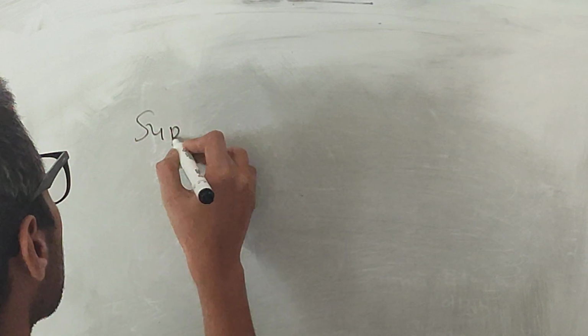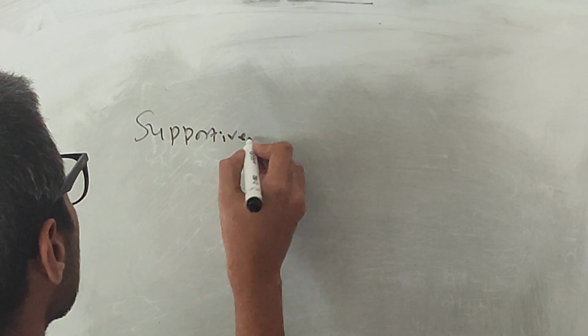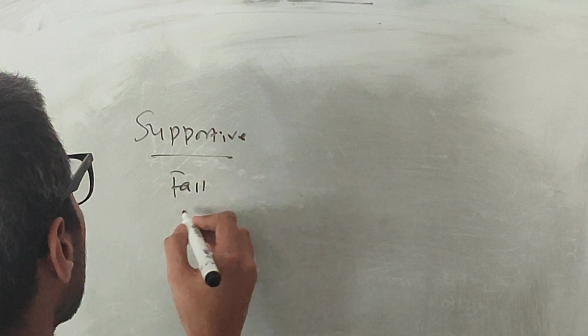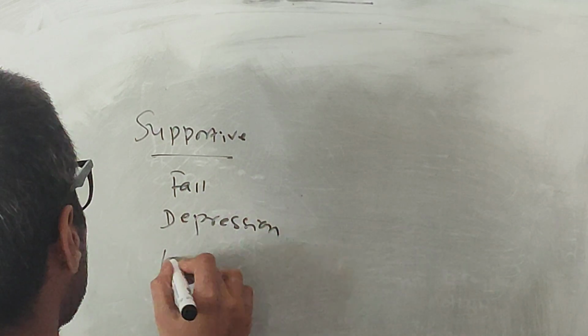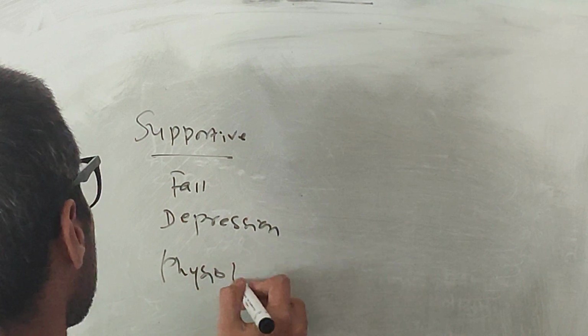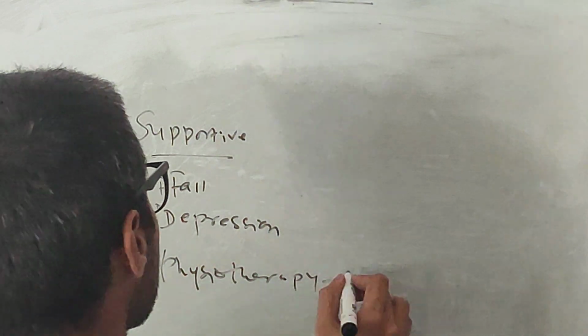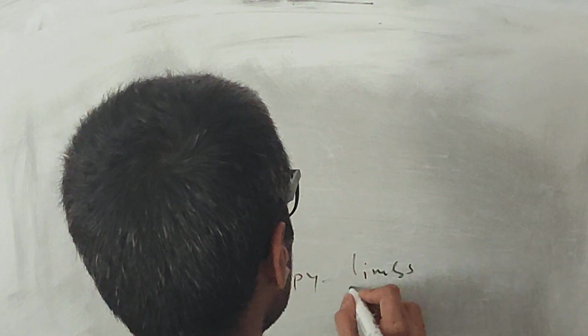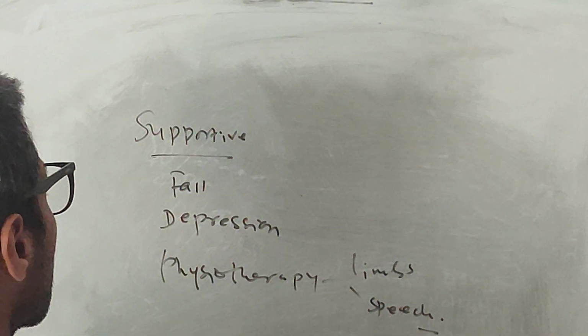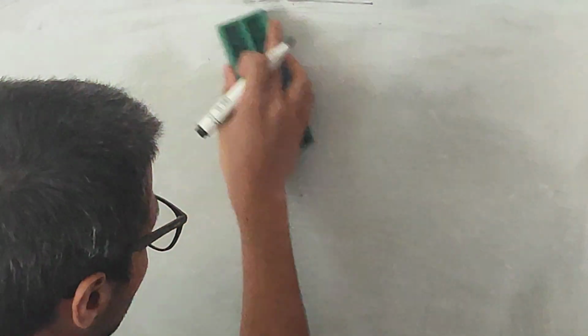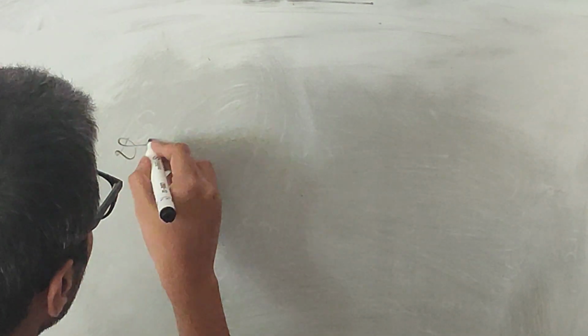Another is supportive management. Supportive management means you have to assess for falls, assess for depression, and teach about physiotherapy of the limbs and speech physiotherapy if speech is involved. So supportive management is also equally important. And the last is deep brain stimulation, which I already told you about.